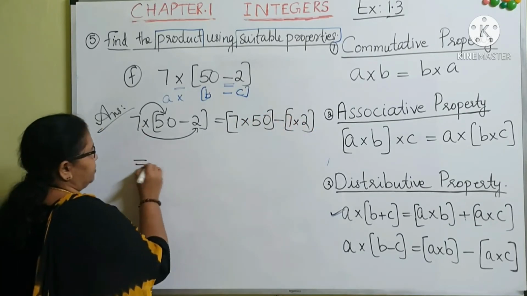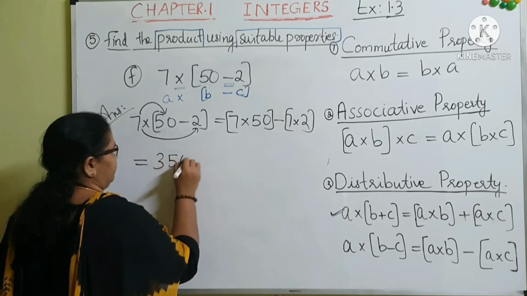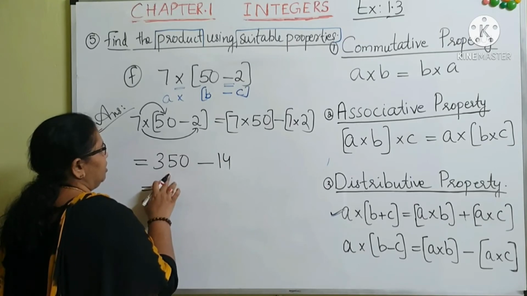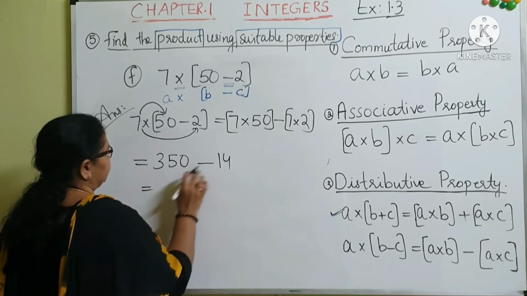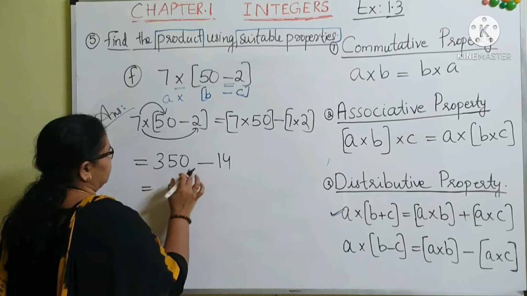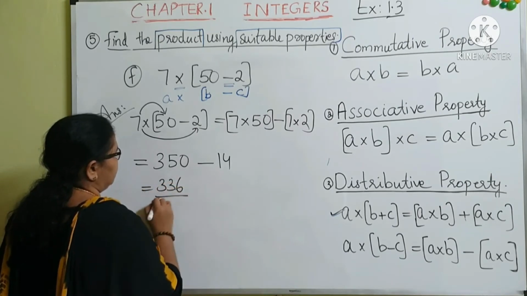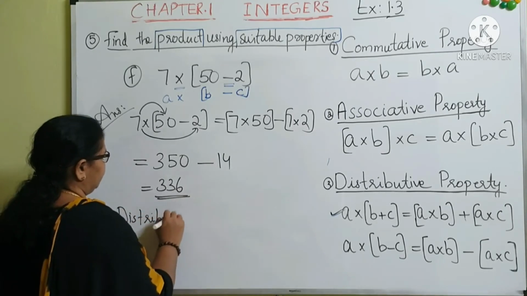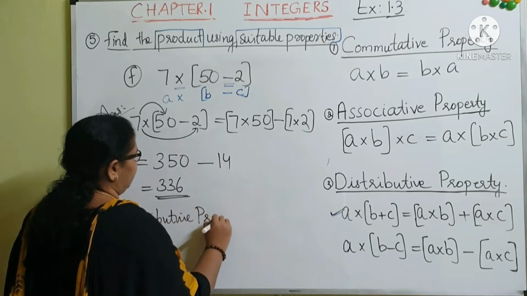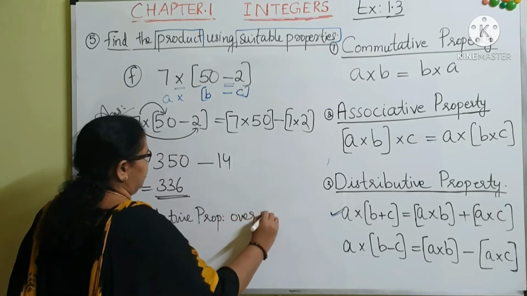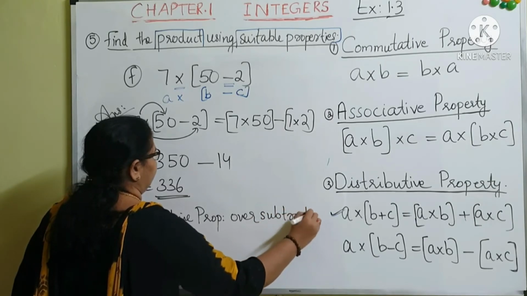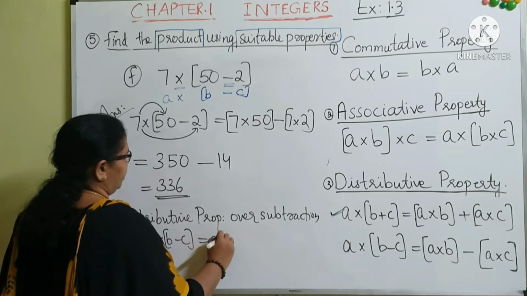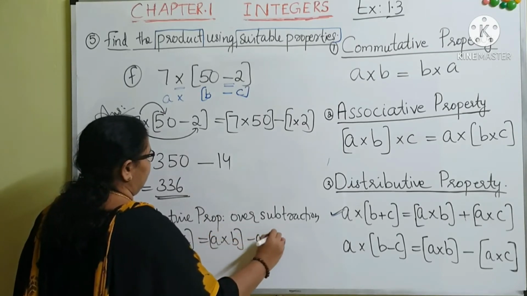And that is equal to, what is 7 into 50? 350, minus 7 2s are 14. That is equal to 350 minus 14, which is 336. So the answer is 336. Which property did we use? Distributive property over subtraction. That is A into (B minus C) is equal to A into B minus A into C.